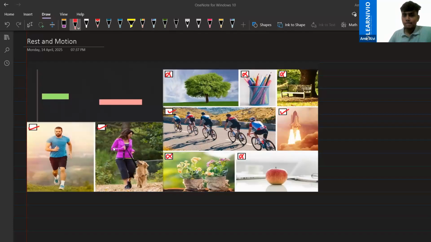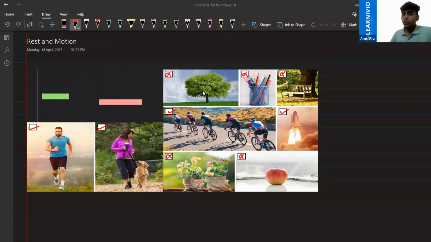While moving, the position changes. Yes, that's completely right. As you can see, when the body is moving, the body is changing its position from time to time. That means as time passes, the body also changes position when it is in motion. In the rest case, when the body is not moving, time passes, but there is no change in the position.